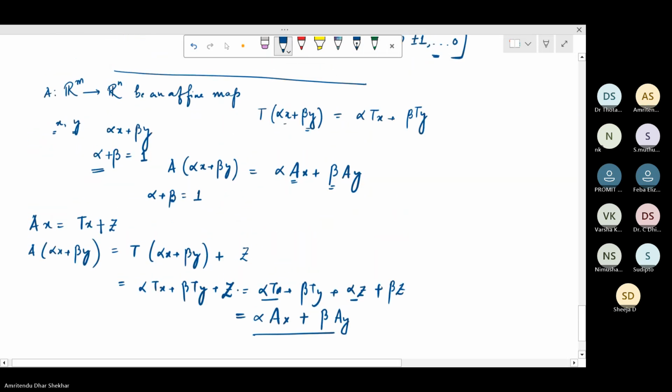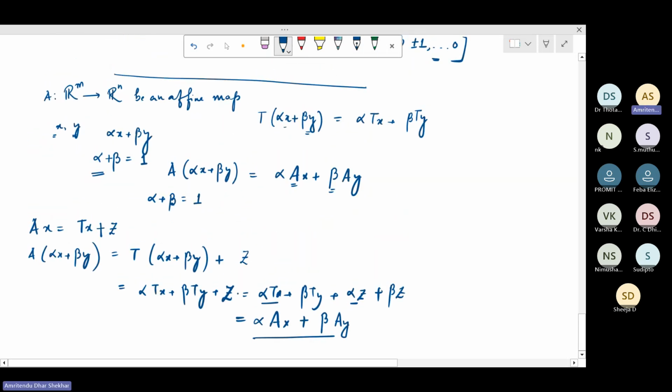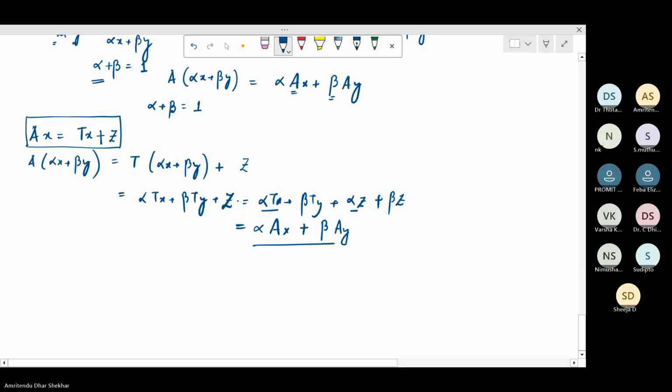This is the blueprint of an affine map. An affine map always has two pieces of information to it: it has a linear map and it has a vector. Any linear map and any vector will define an affine map.